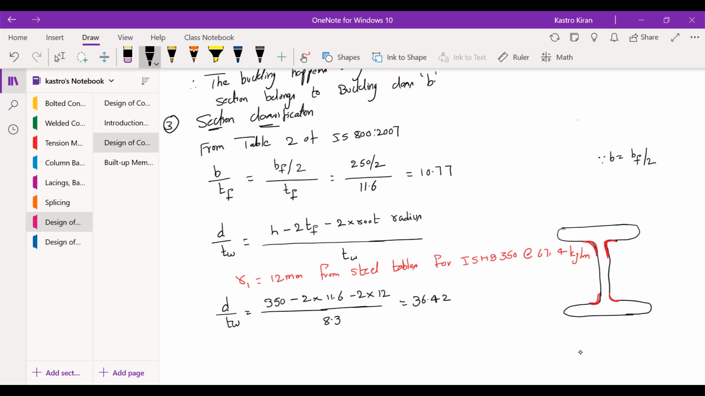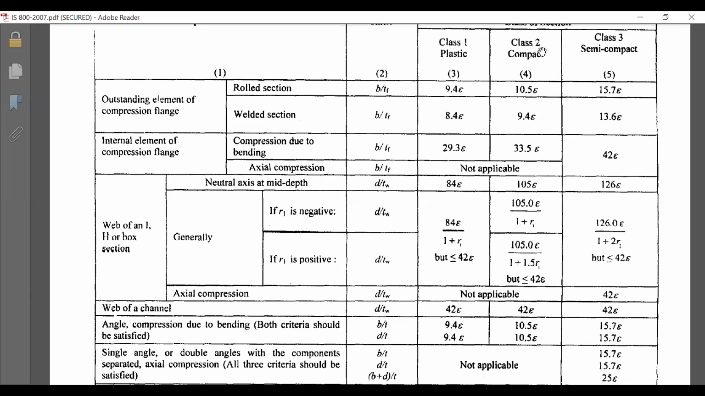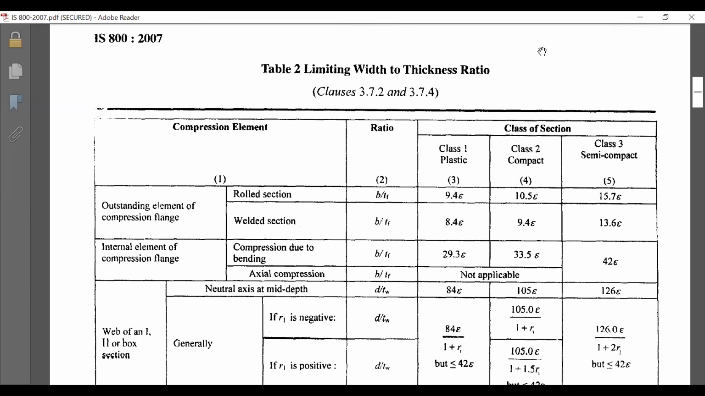So let's go back to the steel table, the IS 800 2007 code book, and find out which section it belongs to. This is Table 2. What is the b by tf value which we have got? It is 10.77. So let's look here. For b by tf, you have less than 9.4, then greater than 9.4 and less than 10.5, and the last case is greater than 10.5 and less than 15.7.